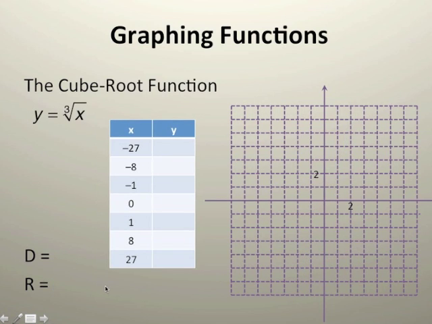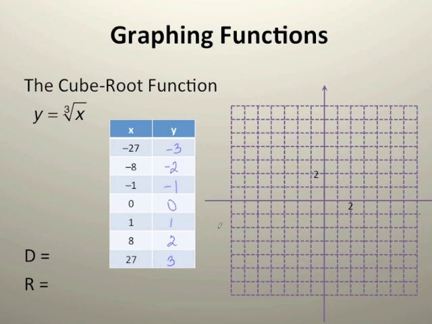Now this is the cube root function. My x values I picked selectively, so the cube root of negative 27 is negative 3. The cube root of negative 8 is negative 2. The cube root of negative 1 is negative 1. Cube root of 0. Cube root of 1. Cube root of 8. Cube root of 27. Of course, once again, my 27s are not going to fit on my graph.